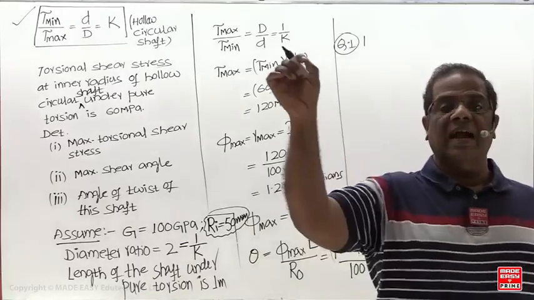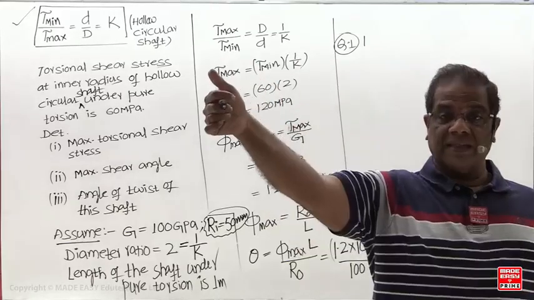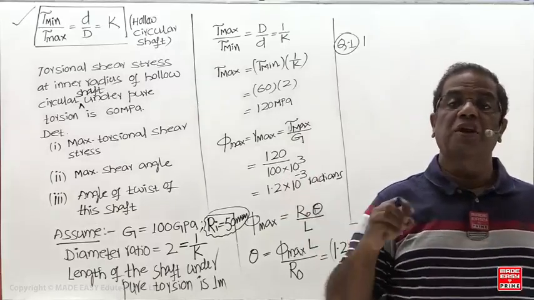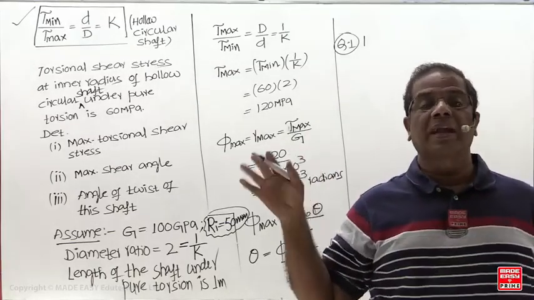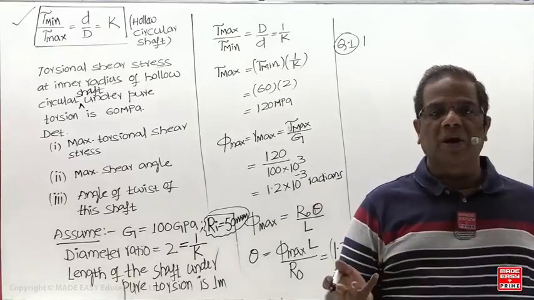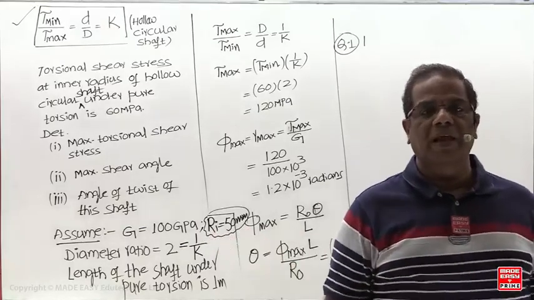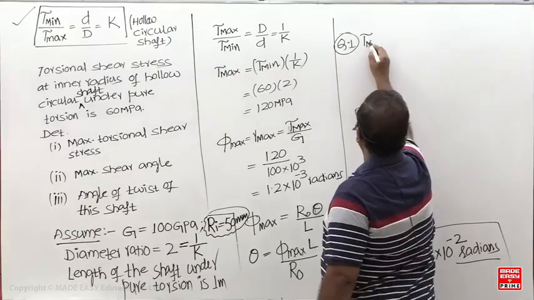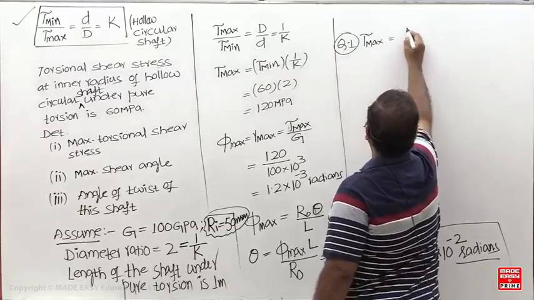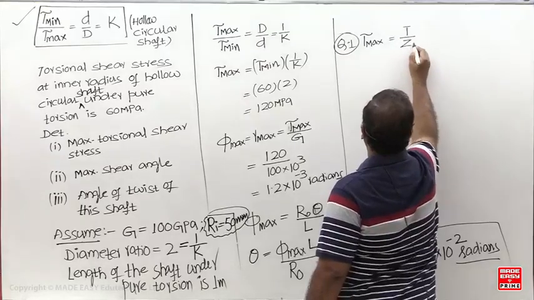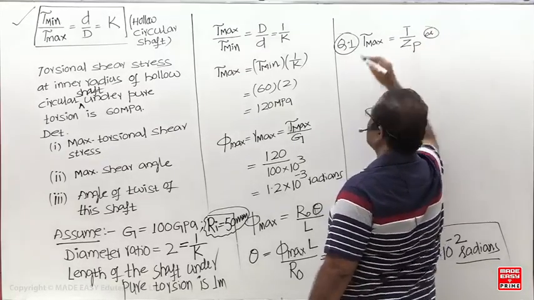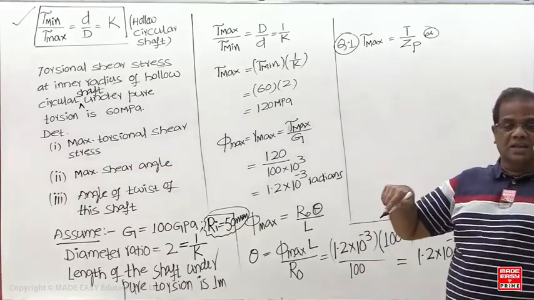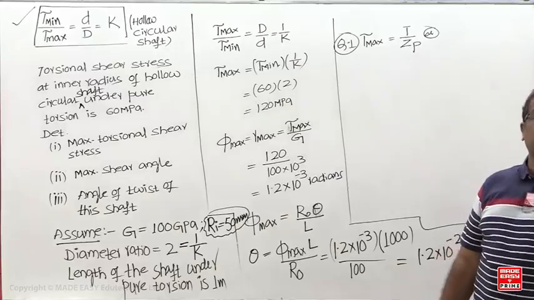So you need not assume anything, and you need not use each and every data given to create confusion. If L and G are not given, then everybody directly goes for T by Zp only. Please go through the class notes. It is clearly written: T by Zp and G theta by L. But T by Zp should be used when torque is given. G theta by L is best when theta is given.